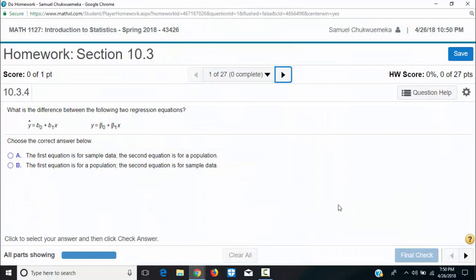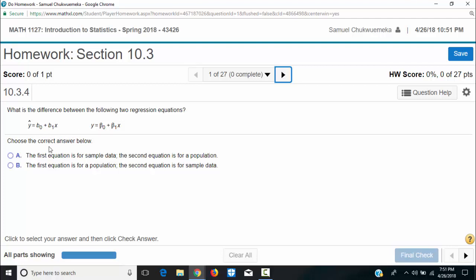Question 1. What is the difference between the following two regression equations? As you can see here, this lowercase b is like your slope-intercept equation of a straight line. Actually, that is what we call the least squares regression equation, or the line of best fit, or the least squares regression line, or just the least squares line. This is for two variables, x and y.